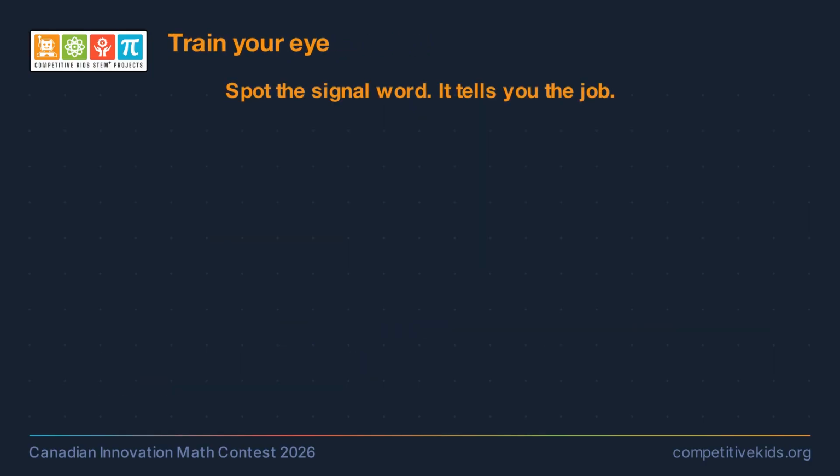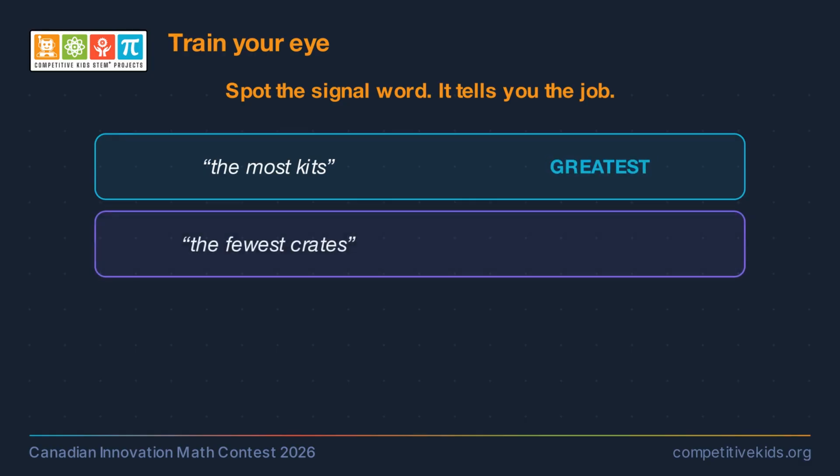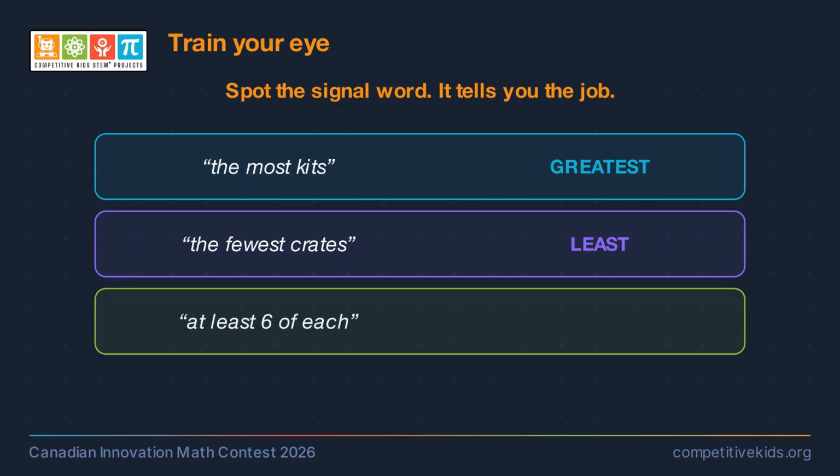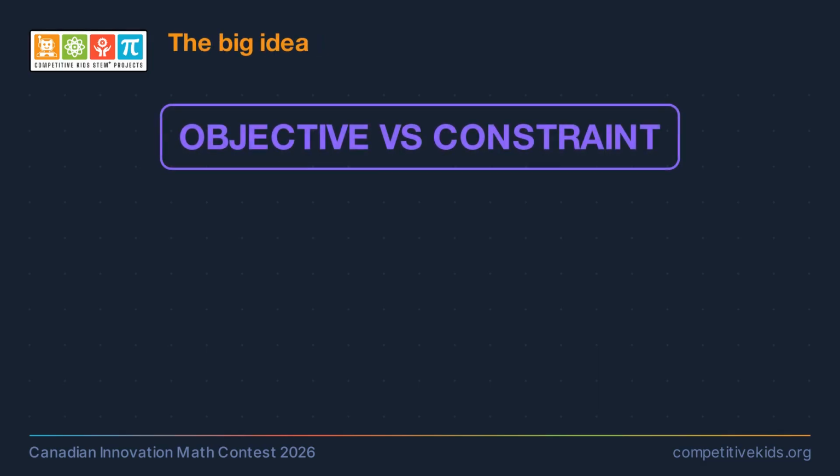Now train your eye to spot the signal word. The most kits. That word most means you want the greatest. The fewest crates. That word fewest means you want the least. At least 6 of each. That phrase is not the goal. It is a wall you must respect. It is a constraint. This is the objective versus constraint rule.